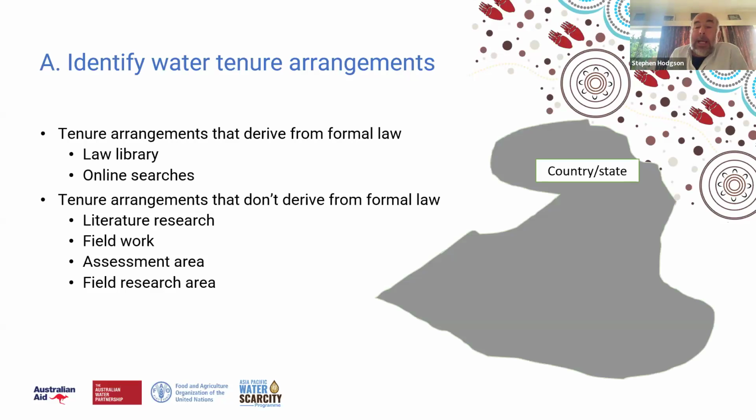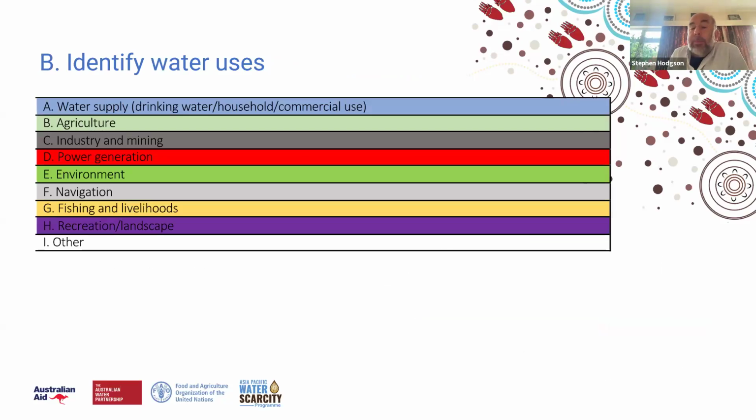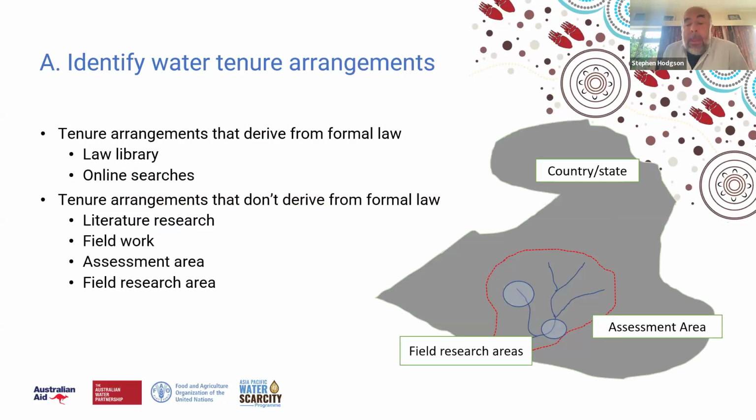We can't examine all of the tenure arrangements in the whole country, so we try and identify a particular assessment area, which could be a river basin, and we try and understand the tenure arrangements in that given assessment area. And then we do field research in the specific field research areas. We actually go out and talk to people, try to understand, try to build a picture of all of the tenure arrangements, formal and informal, there.